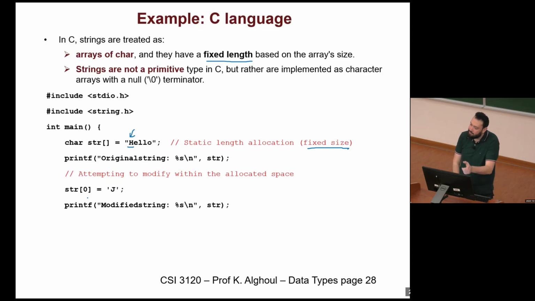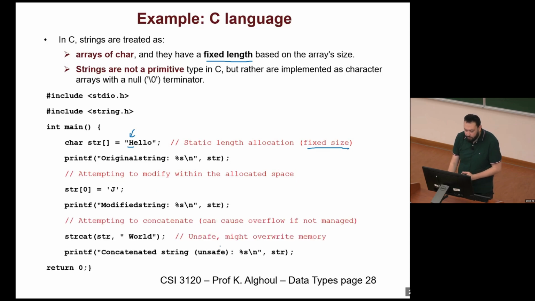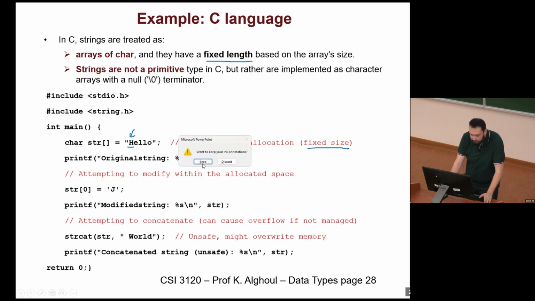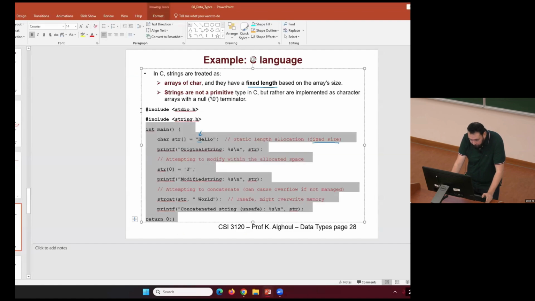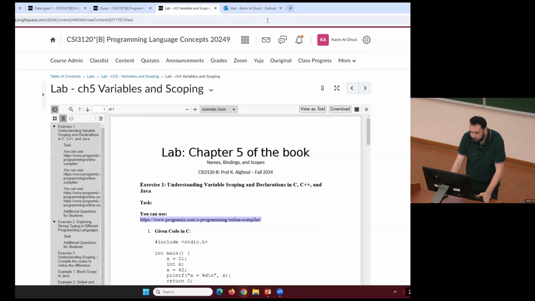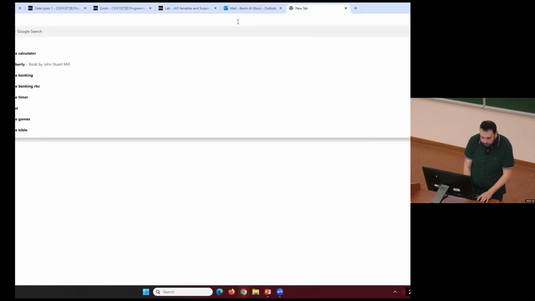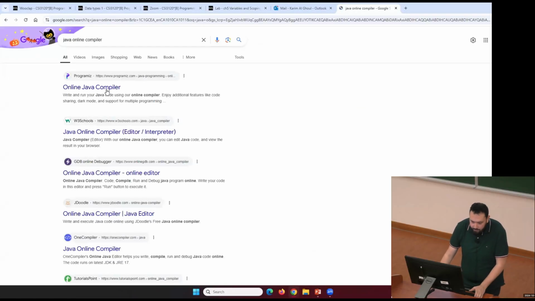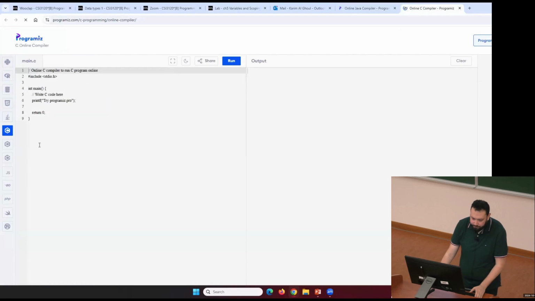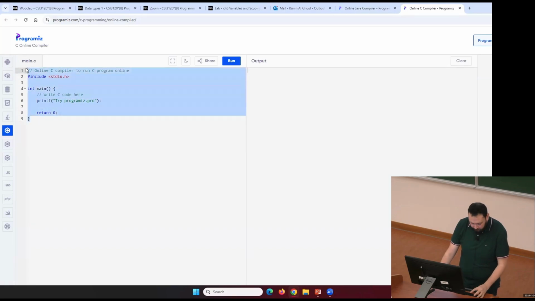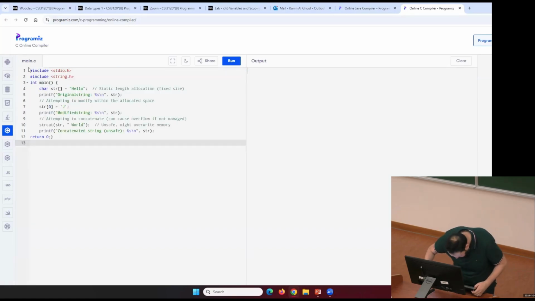But if I want to concatenate something, I want to add the word, hello world. What's going to happen? If I add the word here, it's unsafe. It might overwrite the memory. So if I take this, we go here. So Java. And then we go to the C. Because sometimes when I write online C, it doesn't show me the website. Okay, and so this is the one that I told you about.